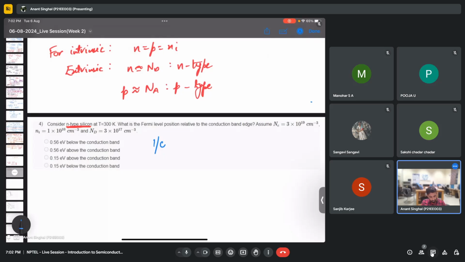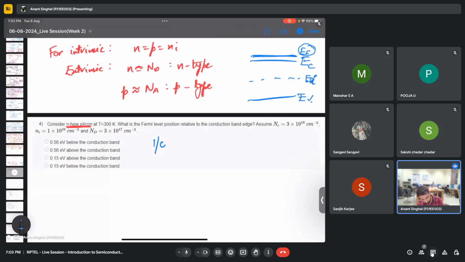Okay, so Sakshi, I'd like to give you a hint that this is EC, this is EV, and this is Ei. So what you are saying is you are getting the Fermi level above the conduction band. So just think through it, and at the same time, I'll try to solve it.